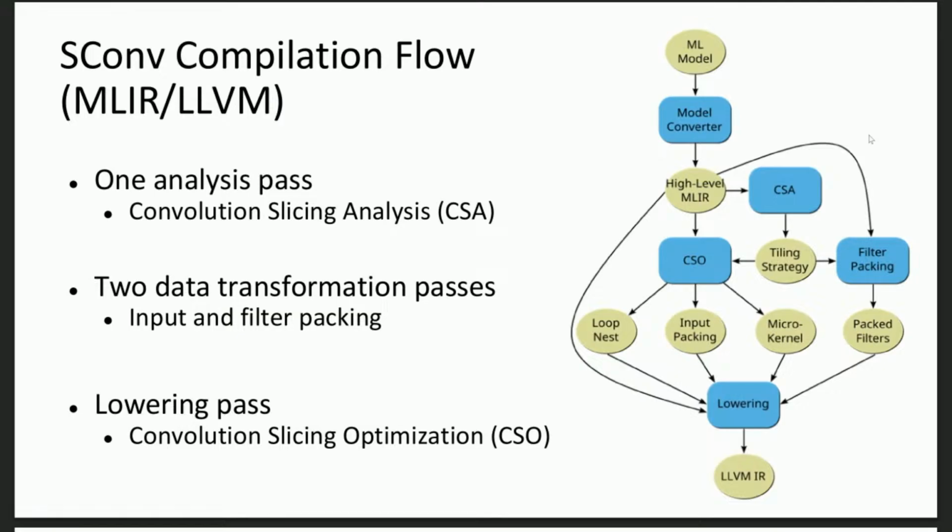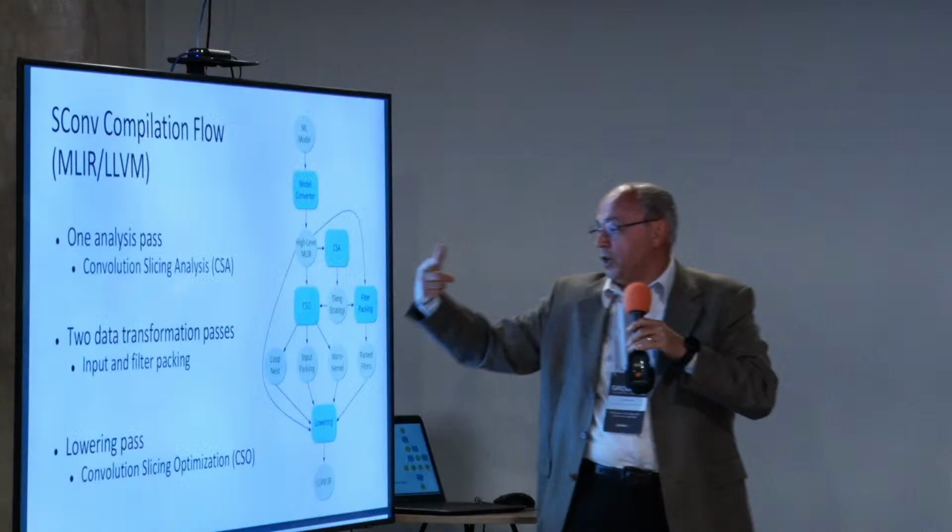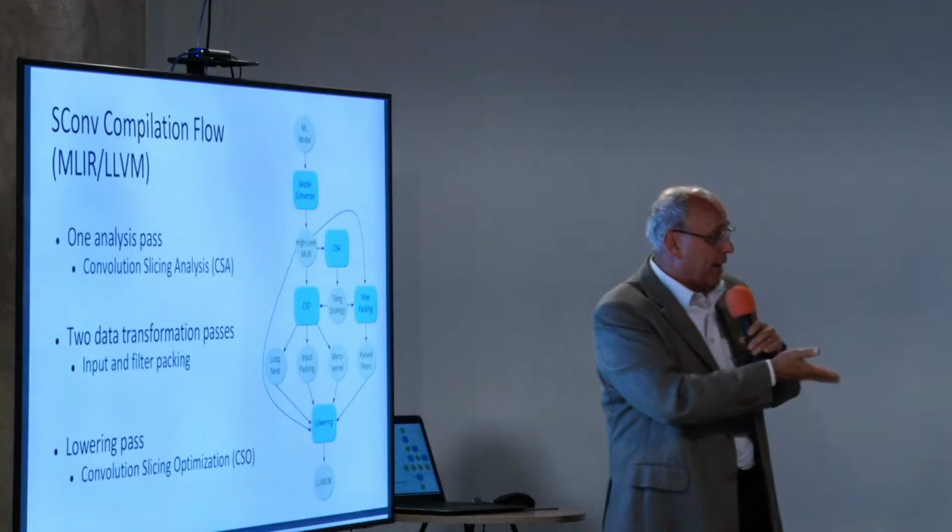And the convolution slice analysis produces a tiling strategy. It says how you're going to tile the input and the weights, right? The tiling strategy is fed to what we call the convolution slice optimization. So optimization has a number of tasks here, these 3 tasks. Generate the loop nest, it's a 6-level loop nest. Generate the input packing, how you're gonna pack the input.